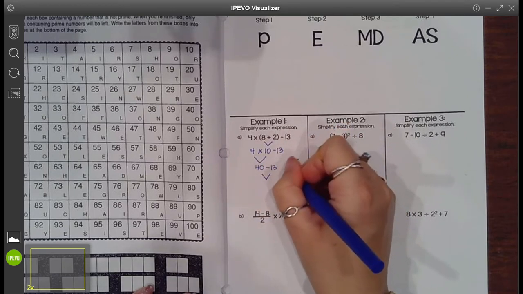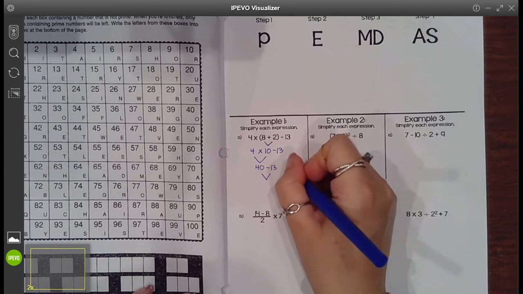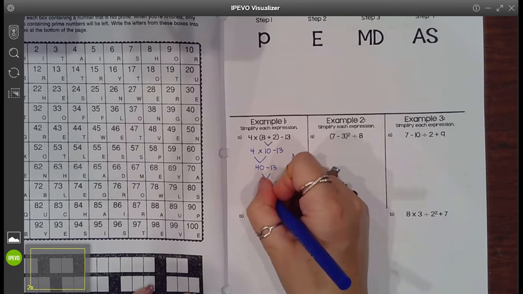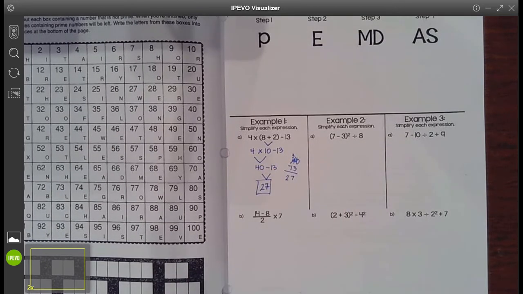Do any scratch work off to the side. 10 minus 3 is 7. 3 minus 1 is 2. So my final answer is 27. Of course, you're always free to pause the video, try it yourself, and then unpause it to check yourself.